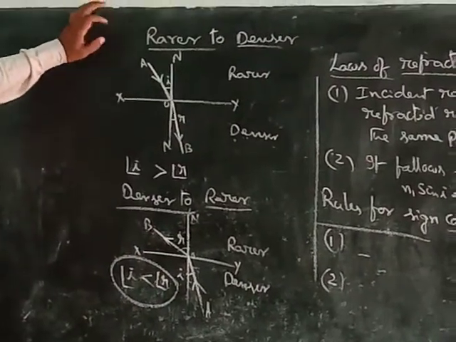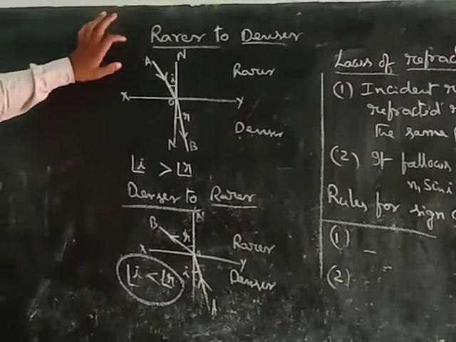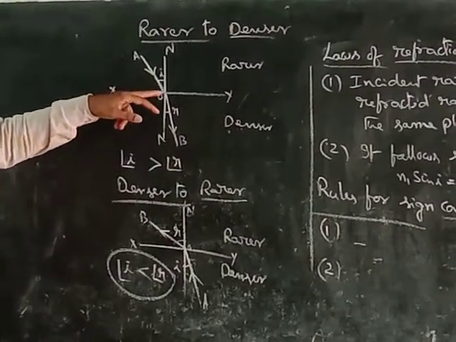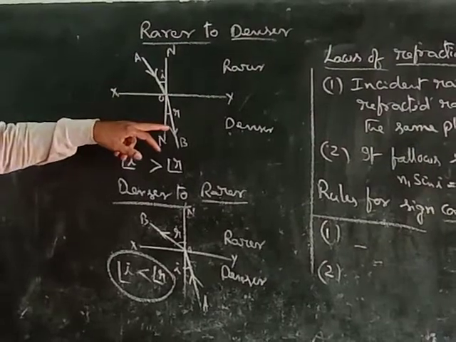First one, see, rarer to denser medium. A light ray travels from rarer to denser medium. After crossing the separation of the two media, it moves towards the normal.